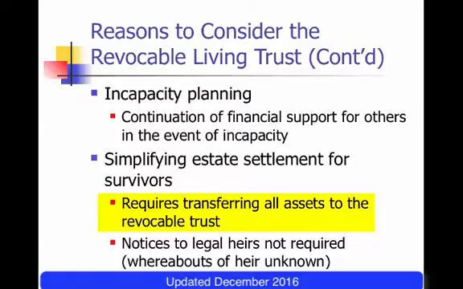And if you have a revocable living trust and you organize that all beforehand and put it in the hands of the trustee beforehand, obviously that can create a much simpler situation for the trustee and the survivors.